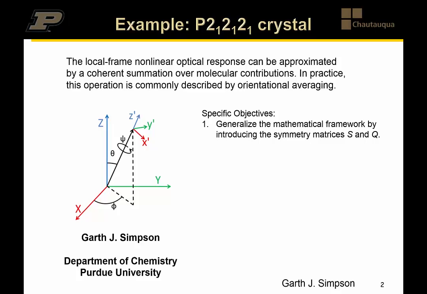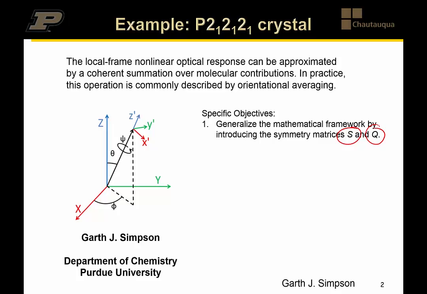Okay, in the first part of this discussion of the P212121 lattice, we explicitly considered a small number of tensor elements inside the molecular frame and mapped those onto a small number of tensor elements in the crystal frame. What we're going to do in this one is show how we can use symmetry operations and introduce symmetry matrices in order to generalize this architecture.